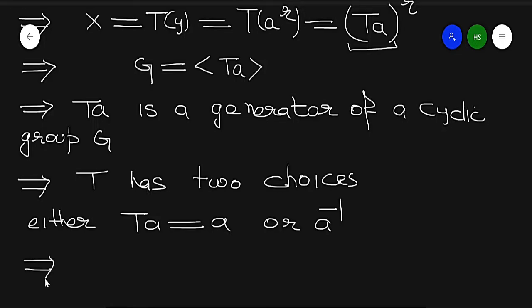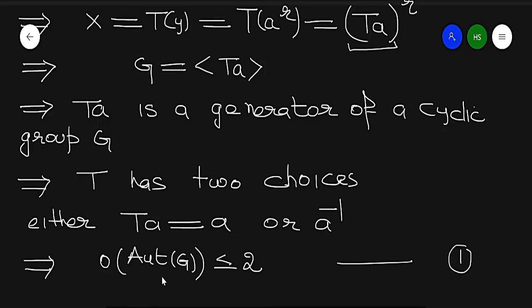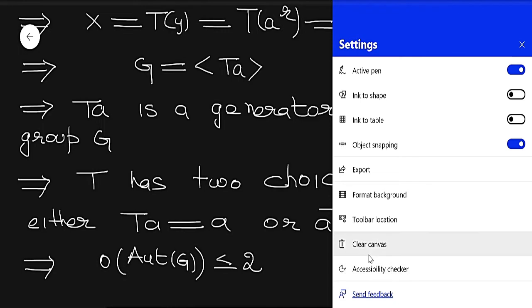Then it means the order of the automorphism group of G cannot be greater than 2. So it is less than or equal to 2. This is equation number 1. So what we get is that the order of the automorphism group of G is always less than or equal to 2. Now the second part: to prove that its order is always greater than or equal to 2, then the order of the automorphism group of G is equal to 2.